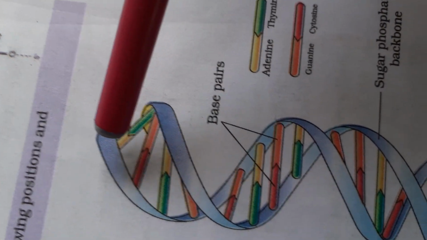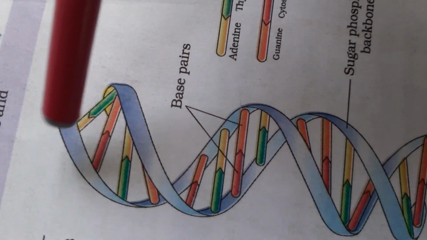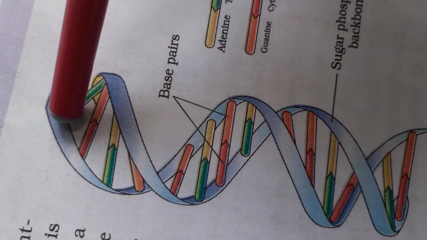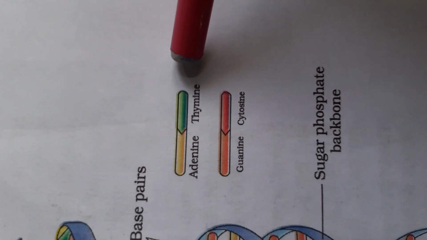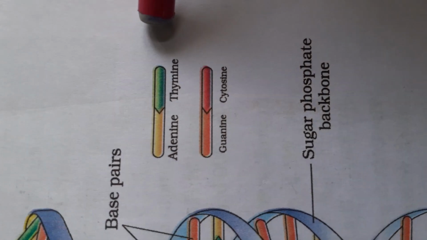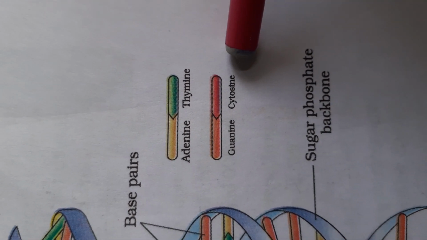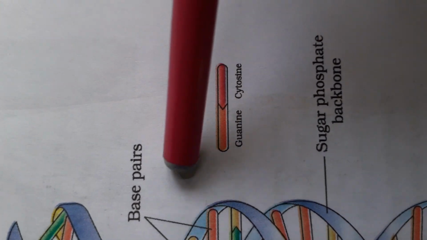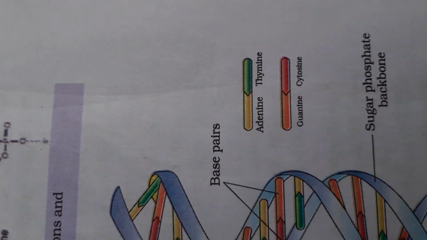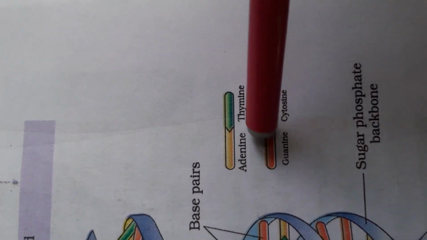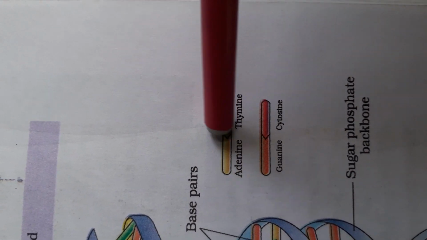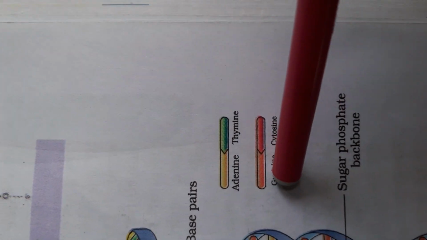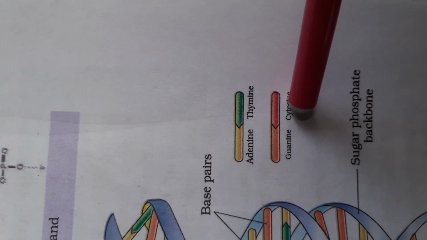The bases in the DNA are paired together. Can you see here how they are pairing? The adenine molecule always pairs with the thymine. So this is always seen in the DNA. Adenine pairs with thymine, guanine pairs with cytosine. Adenine and thymine are held together with hydrogen bonds. Guanine and cytosine are also held together with hydrogen bonds. Adenine and thymine have two hydrogen bonds between them, and guanine and cytosine have 3 hydrogen bonds between them.